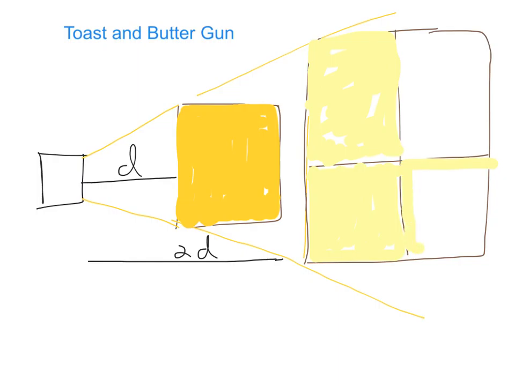So twice as far, you have 4 times as much covered, but your intensity is 1/4 what it was. If I went 3 times as far, we would have 9 pieces of toast. So now the light spread out over 9 times as many area, but each toast only has 1/9 of the butter. So think of intensity like a toast and butter gun. The closer it is, the less area, but the more butter, and it's an inverse square, so the farther away it gets, the less butter, but the more area covered.